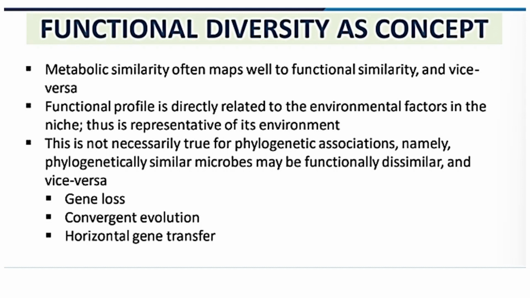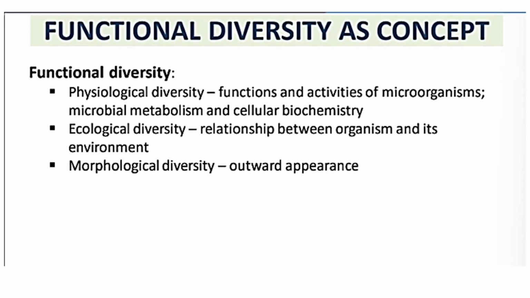Due to gene loss, there can be convergent evolution, there can be horizontal gene transfer such as transformation, transduction, conjugation. So these are the three processes of horizontal gene transfer. We discussed this in the last session. So these reasons can be held responsible for phylogenetically similar microbes still showing dissimilar functions, but metabolic similarity generally maps very well with functional similarity.